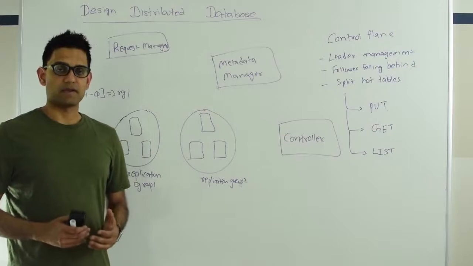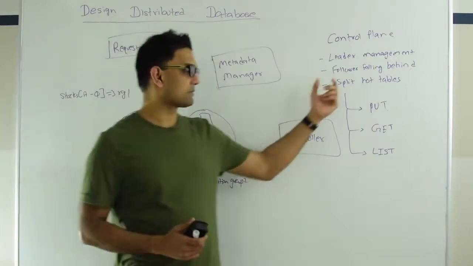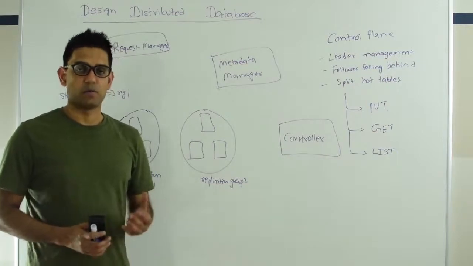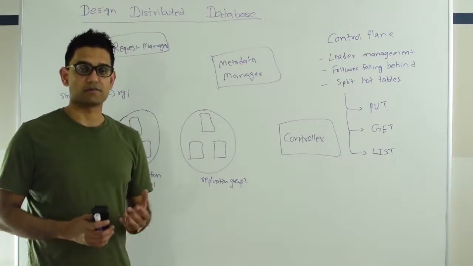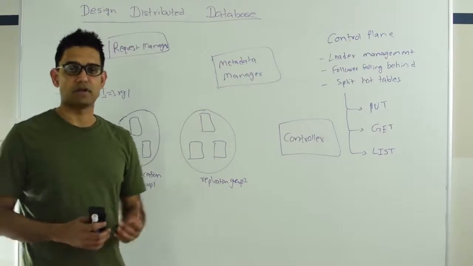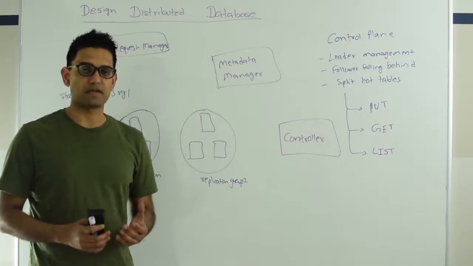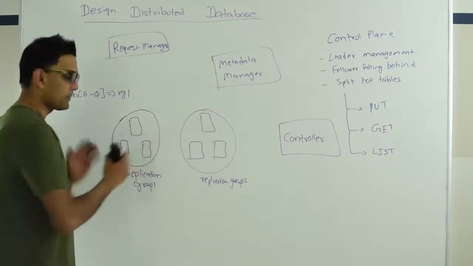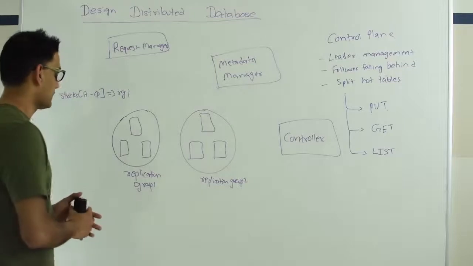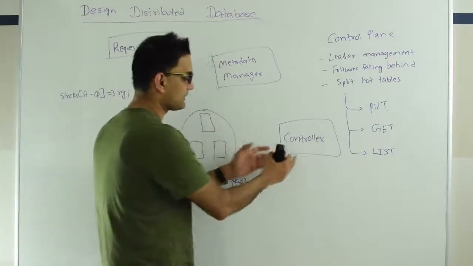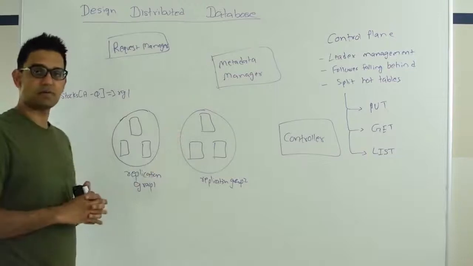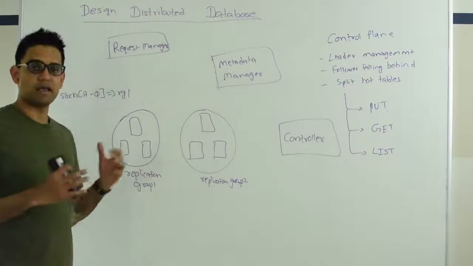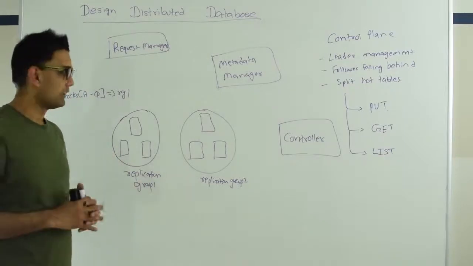Third and the most complicated control plane job is splitting hot tables. What is a hot table? A hot table is a table which is growing really big in size, or the number of IOPS, input output, on that table is very high. When a table becomes hot, our replication group might not be able to handle that table. So the controller is sitting and monitoring all the replication groups to see that the number of IOPS or the size of the replication group is in control.